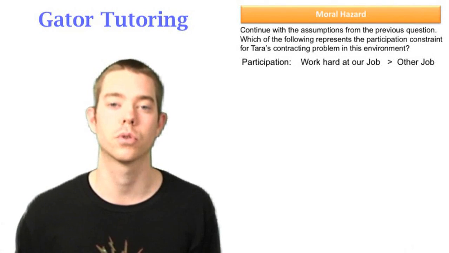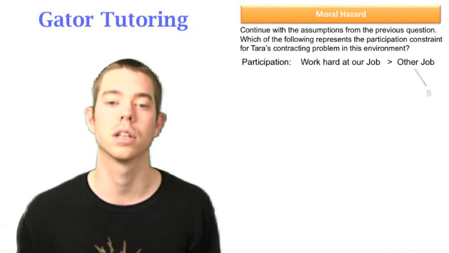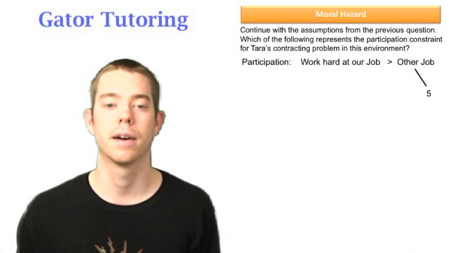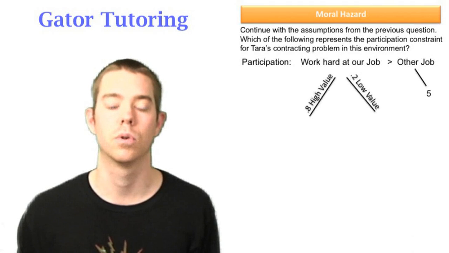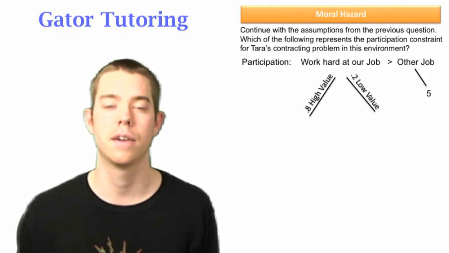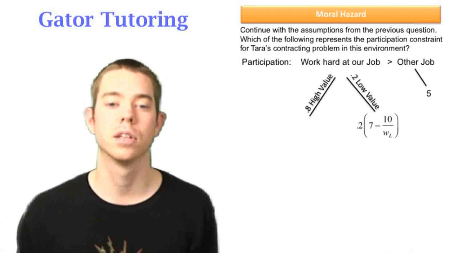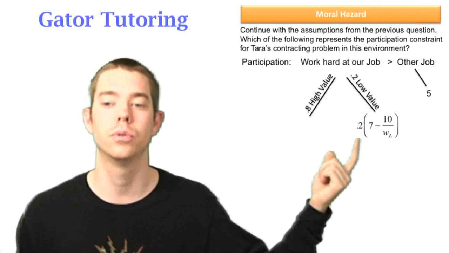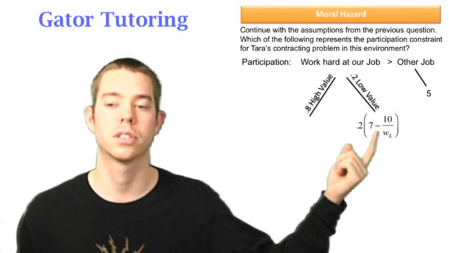And this is where I'm going to draw the tree. What does the other job look like? It's just 5 for sure. So on the right side, we're going to have 5. But what are we going to have on the left side? Well, there's an 80% chance we're going to have high value, a 20% chance we're going to have low value. When we have low value, we'll have the 0.2 times 7 minus 10 over WL.